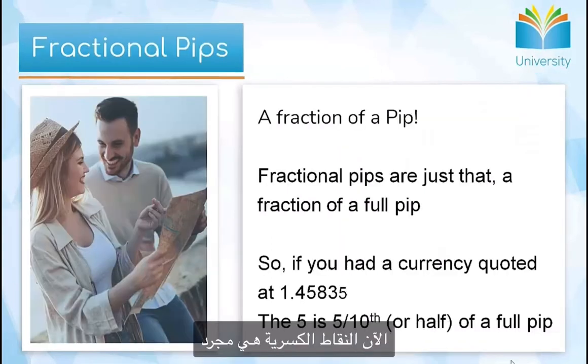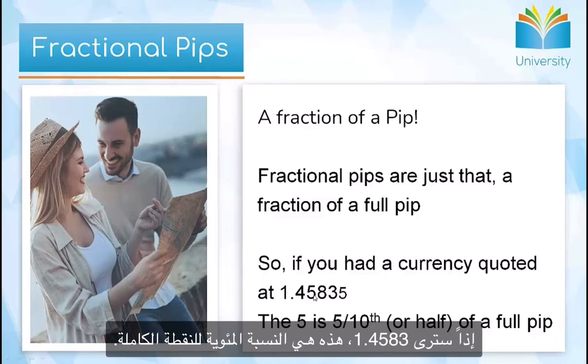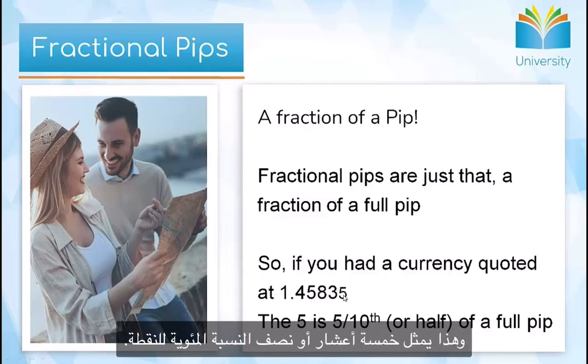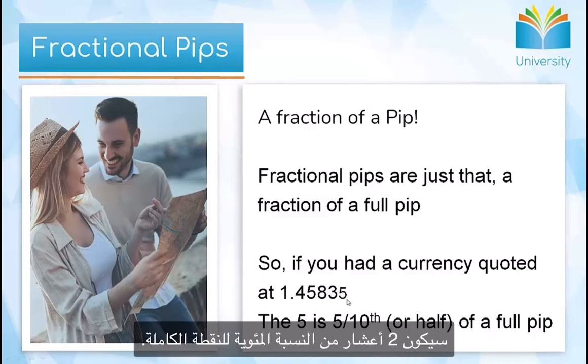Now, fractional pips are just that. They're a fraction of a pip. So people usually don't focus on them too much. If you were looking at a quote screen, it would basically be the fifth decimal point out here, and usually they'll show it on your platform as a smaller number. So you'd see 1.4583. This is your full pip. This would represent 5/10 of a pip, or half of a pip. If it were a 2 out here, it would be 2/10 of a full pip.